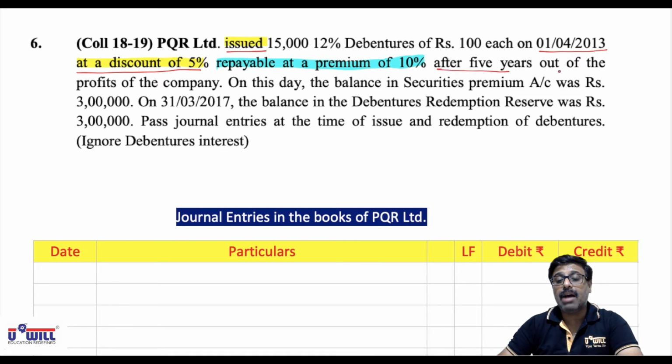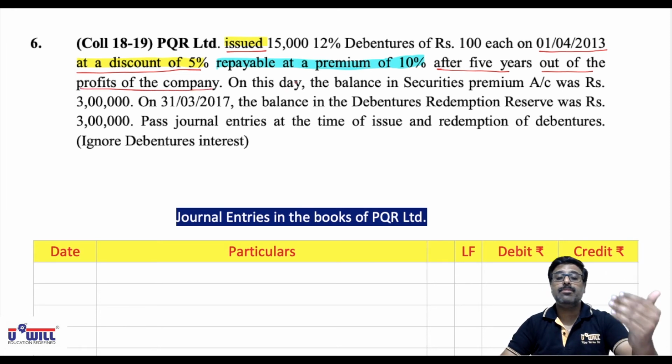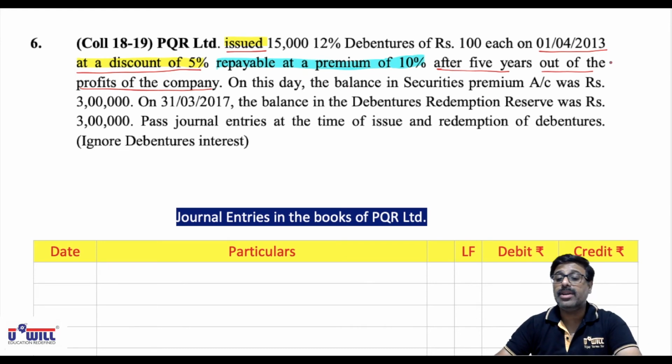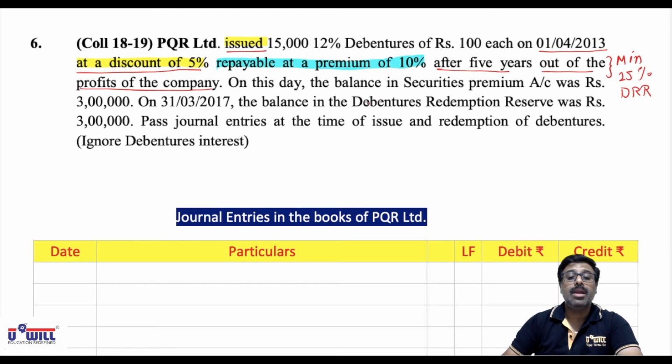After 5 years, and out of the profits of the company, means when you redeem out of the profits, minimum 25% amount you have to transfer to debenture redemption reserve. That condition is to be fulfilled. Whenever you redeem out of the profits, then minimum 25% must be transferred to debenture redemption reserve. All of you underline this, out of the profits, and write this down. On this day, the balance in security premium account was 3 lakhs. So that security premium will be used in writing off discount as well as loss on issue of debentures. Okay, so that entry will also be passed in the beginning.